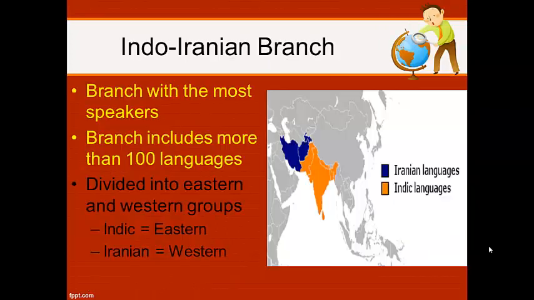All right, let's focus on another one, the Indo-Iranian branch. Now, this is the branch with the most speakers within the Indo-European family. This branch includes more than 100 languages, and only some are listed in your book. This can be divided even further into an Eastern and Western, the Indic and Iranian languages. As you can see by the map, it makes sense why one is more Eastern than the other.